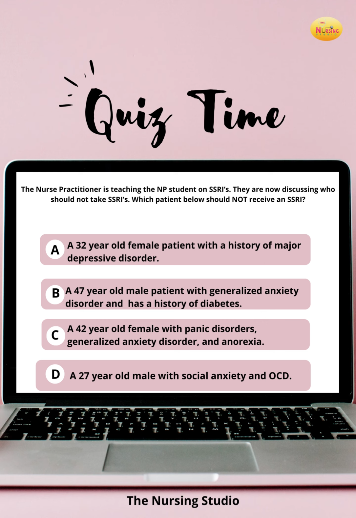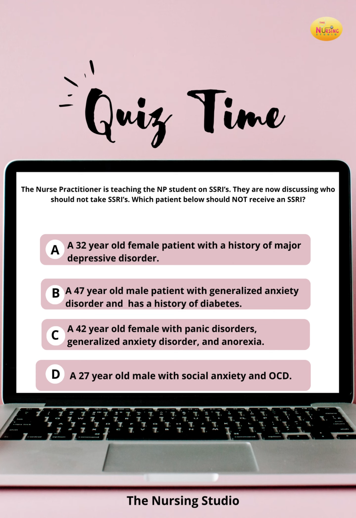A, a 32-year-old female patient with a history of major depressive disorder. Yeah, we would give that because what? Major depressive disorder, that's SSRI as a first line therapy. So yeah. B, a 47-year-old male patient with generalized anxiety disorder and has a history of diabetes. Yep, you can give it to them. SSRIs are first line therapy for patients with generalized anxiety disorder also.